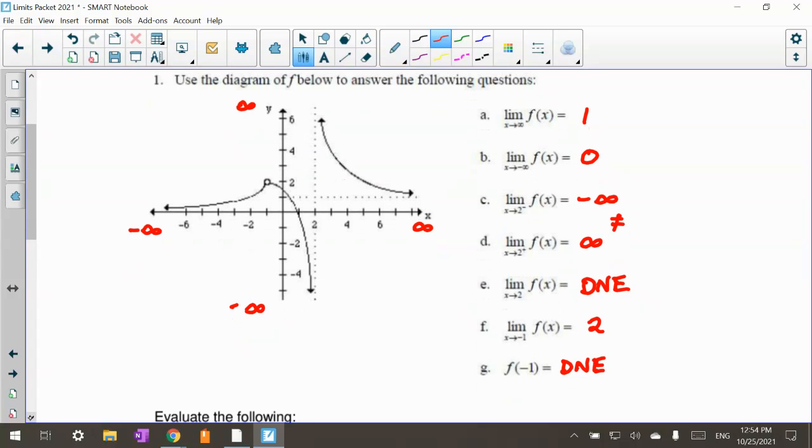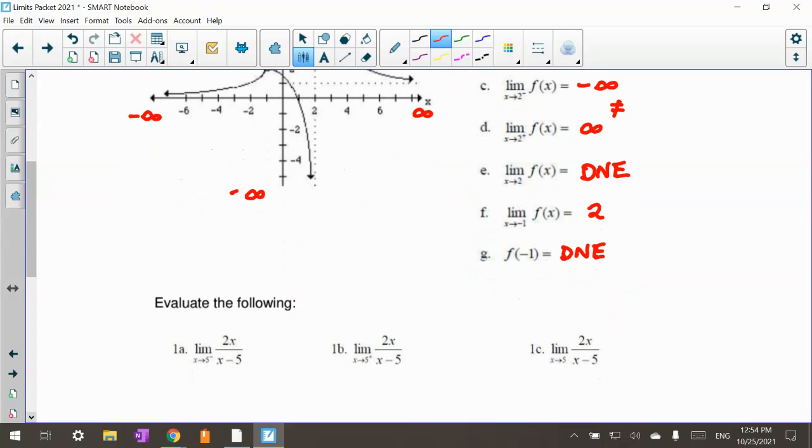Now we're going to evaluate a bunch of things. And the one thing I want you to know with infinity, you're talking about the tails of your graph. If you're talking about your right and left hand tails, you're usually talking about your horizontal asymptote. So if I'm looking at my left hand tail or my right hand tail, I'm usually talking about what I'm approaching to the left and right. So this is where you have your plus and minus infinities.